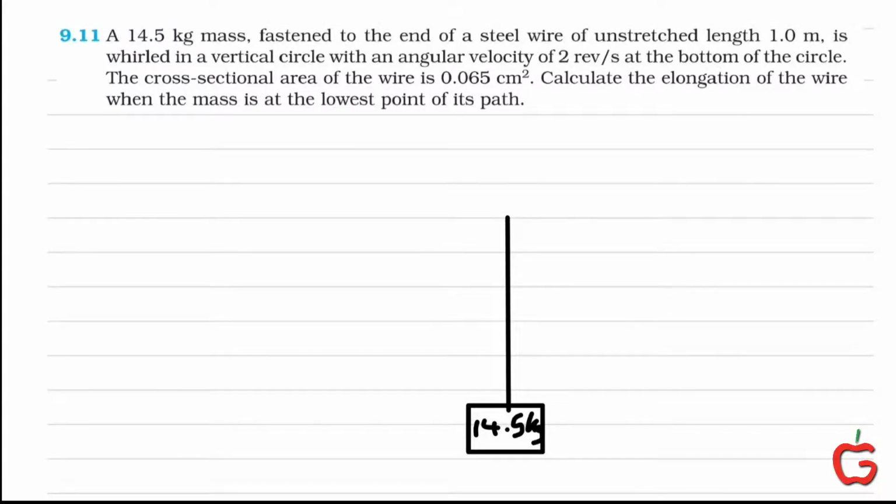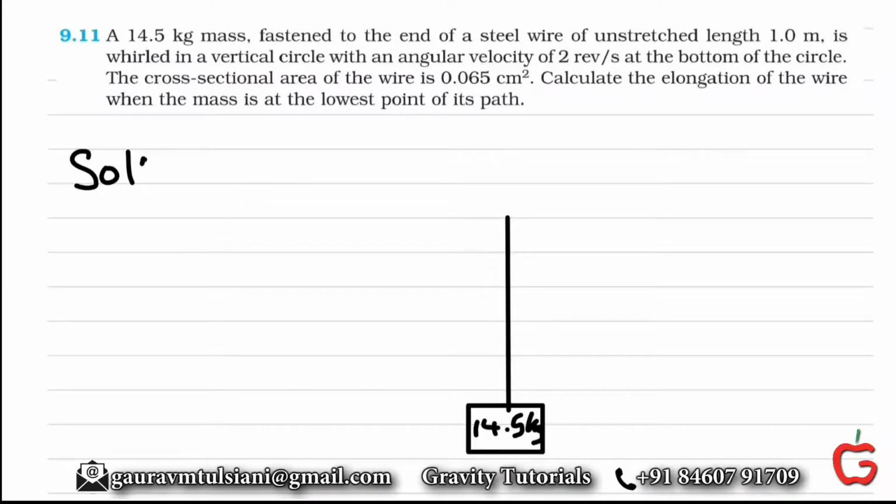The angular velocity is given. The cross-sectional area of the wire is given. Calculate the elongation of the wire when the mass is at its lowest point of its path. So the elongation, that means we have to find out the delta L. So delta L has to be found out when it is at the lowermost position.